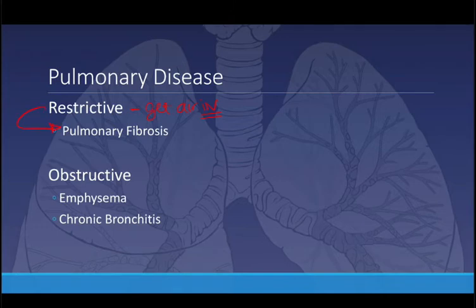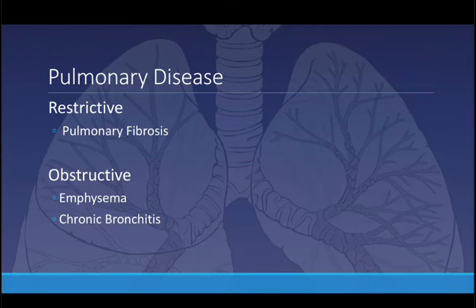The other large category of disease is called obstructive pulmonary disease. In all diseases that fall into this category, the problem is they can't get the air out. So in obstructive, the air can't get out. I don't have a good analogy for obstructive, but restrictive almost feels like if someone was wrapping a band around you and then said breathe in, you would be restricted and you wouldn't be able to get your air in.